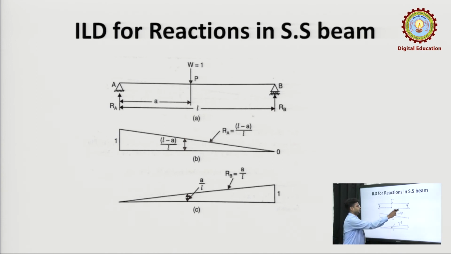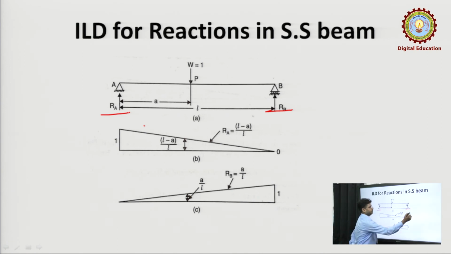This is the simply supported beam having unit load of 1 and span length of L, and the distance from A to load P is given as A. Here we are going to draw an influence line diagram for reaction RA and reaction RB, as given here: ILD for reaction in simply supported beam. What we will do here is first find RB and RA. How can we calculate RA and RB?